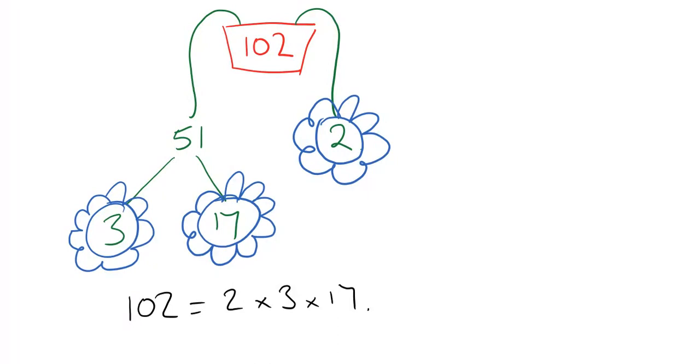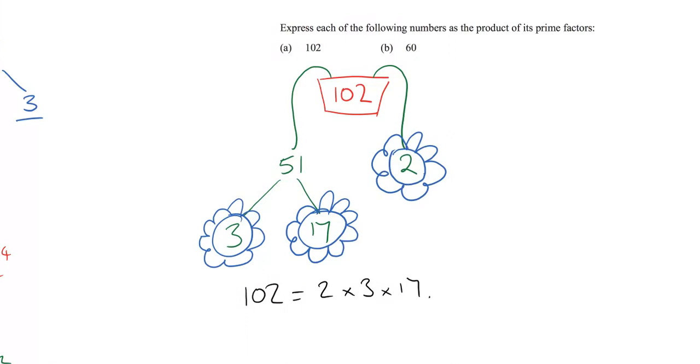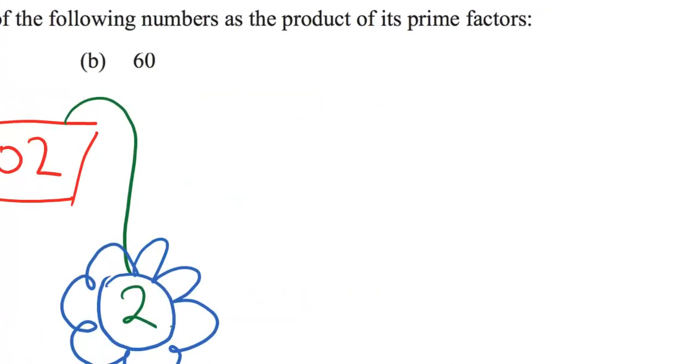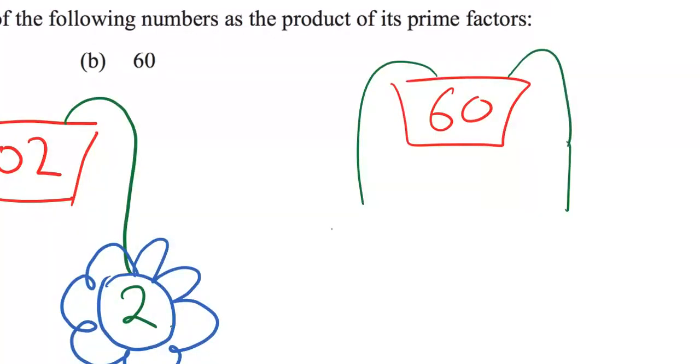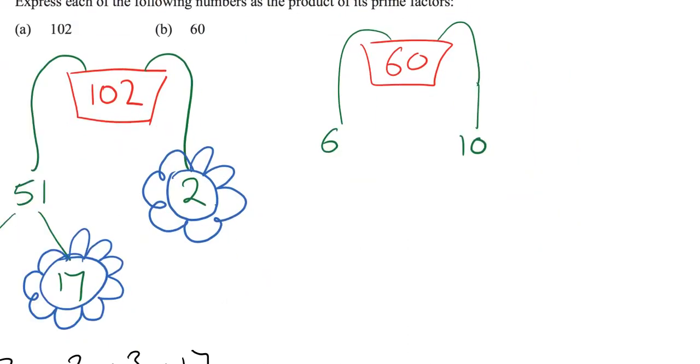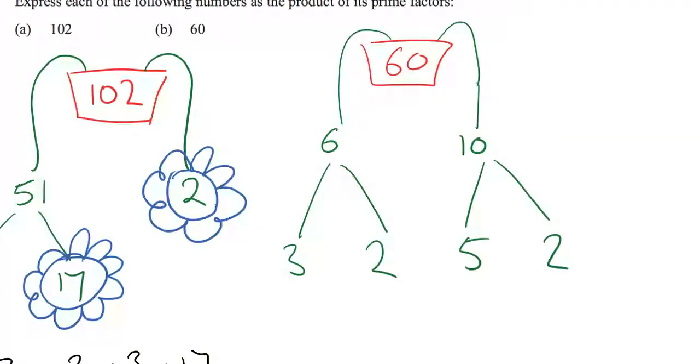All right. Okay, now then, let's go on and do 60. So let's use the flower pot method again. So this time I'm going to write my 60 at the top and my flowers coming down. Well, 60, I guess, is 6 times 10. It wouldn't make a difference if I had picked 2 and 30. I would still end up with the same flowers. Neither of those are primes, so let's split them up. 6 is 3 times 2, and 10 is 5 times 2.